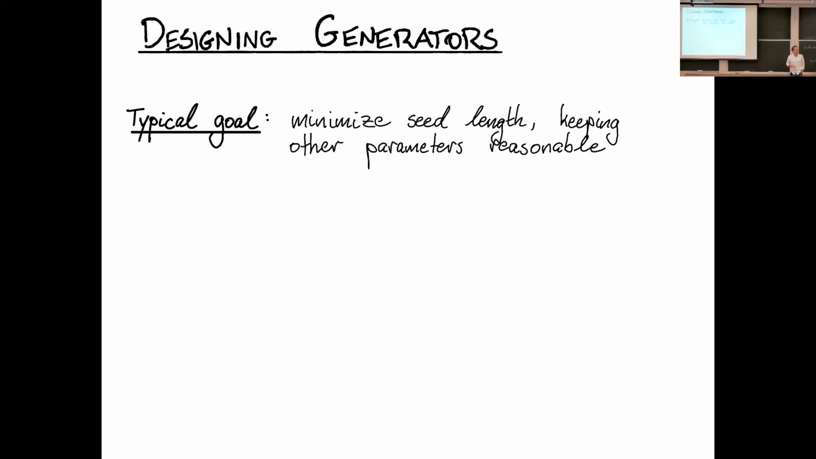Usually, we want to minimize the seed length of the generator. That's our primary concern. And then we want to keep all the other parameters reasonable enough. We can tolerate polynomial degree. We can tolerate polynomial time computability, maybe even super polynomial computability, depending on what the seed length is.